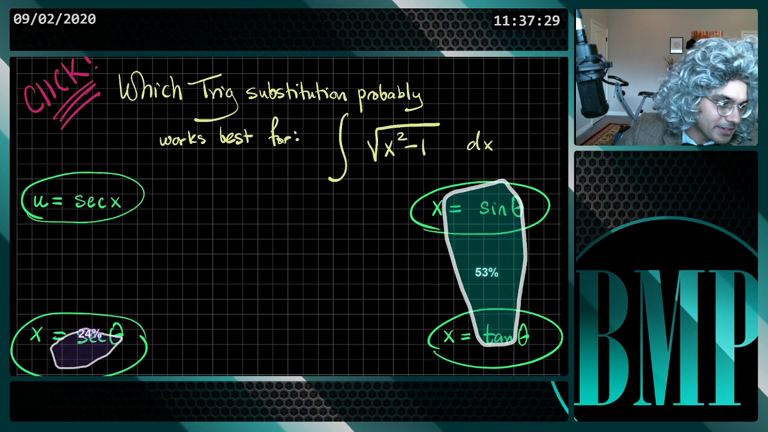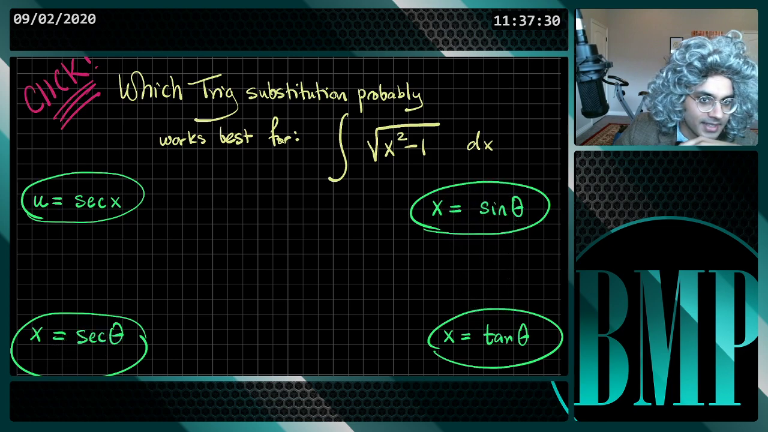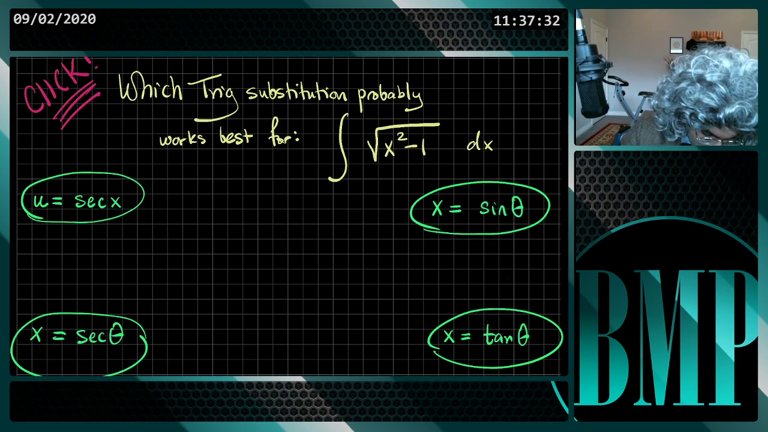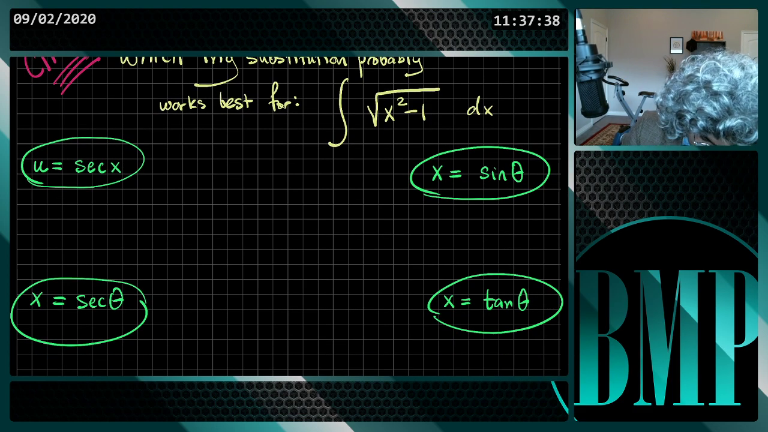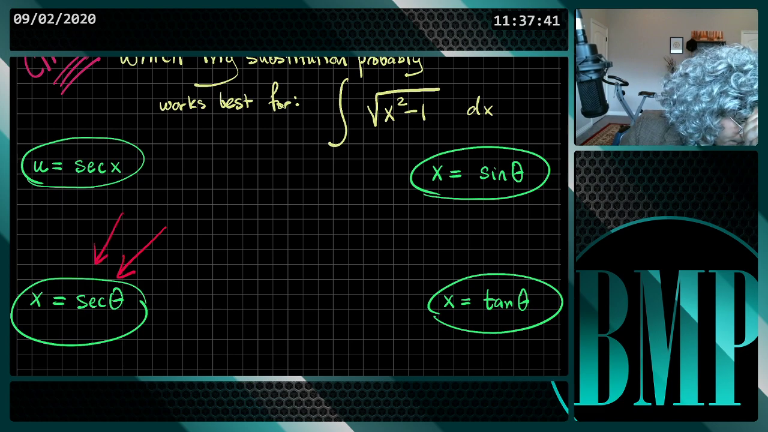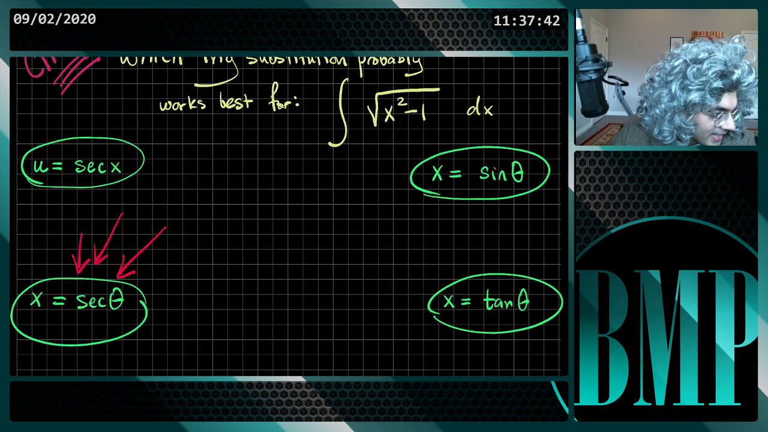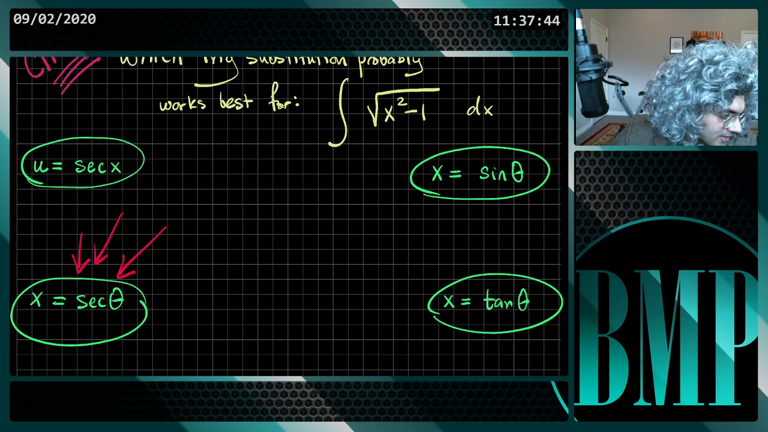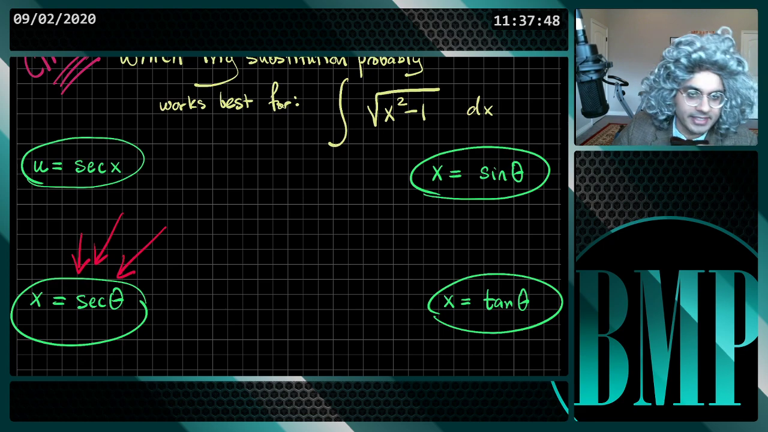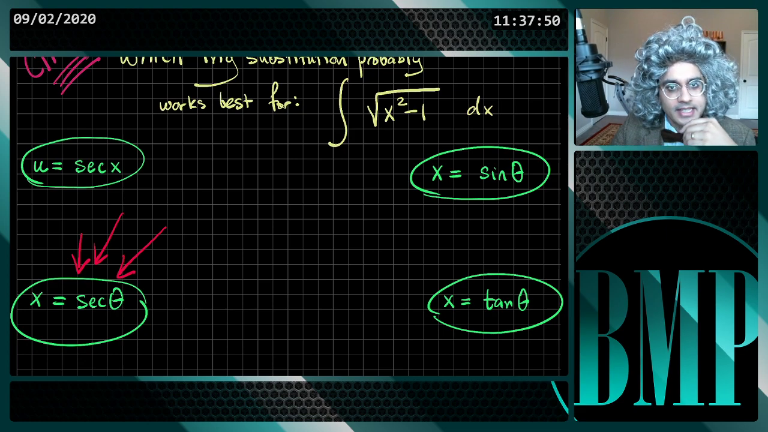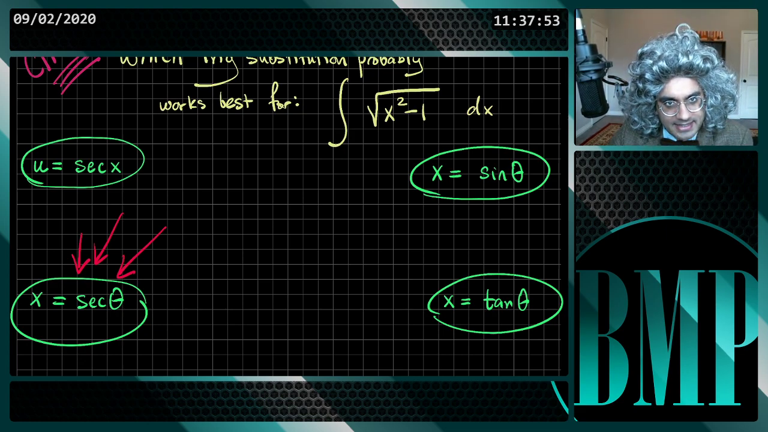Okay, so let me tell you what the answer is. It's not either of those two on the right, it's the secant one. Okay, so the answer is this one. Okay? All right, let's see. What is, yeah, society, exactly. Society is screwed. So here you go. It's secant theta.